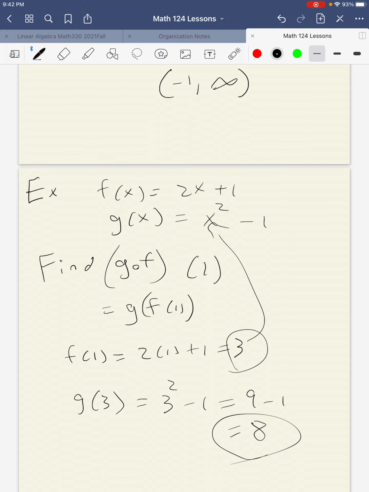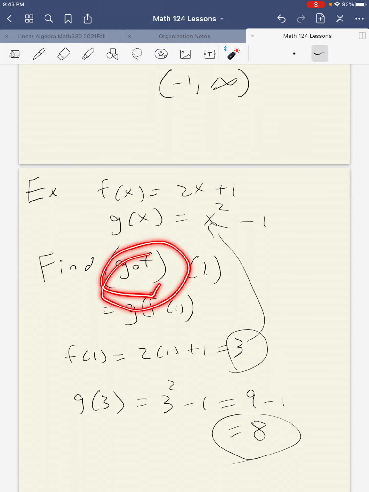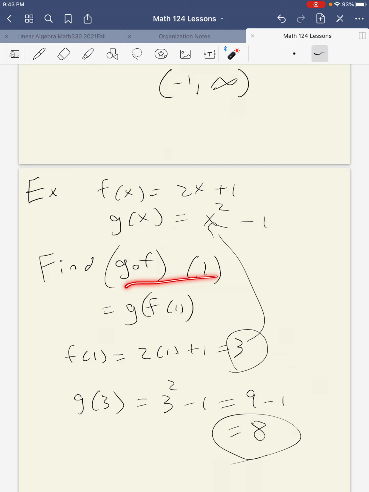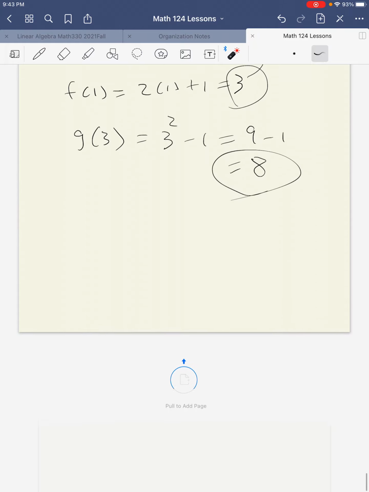Not too bad. This was an example of plugging in a number into what is called a composite function here. Also be comfortable with the domains of composite functions. I'll let you watch the video lesson if you have not seen that yet, to refresh your memory on domains of composite functions.